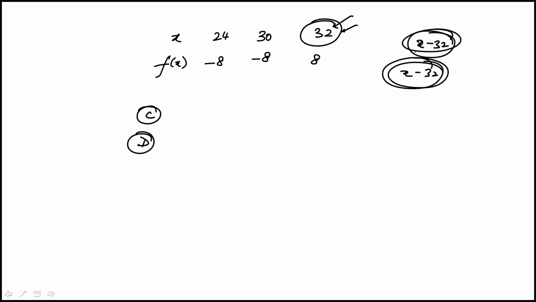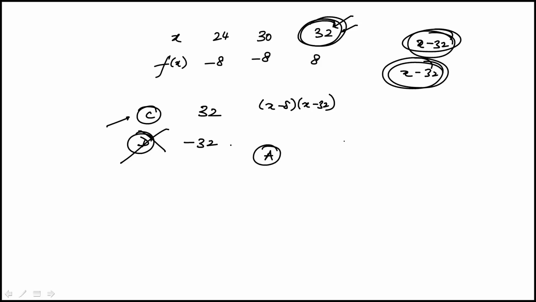That means when I plug in x equal to 32, C would give me 32, whereas D would give me minus 32, because this term would become 0 in both cases. So that eliminates D. C is a possibility. And at this point, I can still plug 32 into the other choices. I'll do that for A.